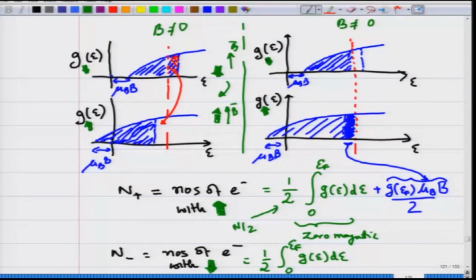Similarly, this is also N by 2, the total number of electrons, all of this is at 0 temperature. So, with respect to the total number of electrons, this many number of electrons is lost. So, that is going to be minus of G of EF, density of states at the Fermi energy, into the energy interval, because they have all moved by mu b into B, divided by 2.